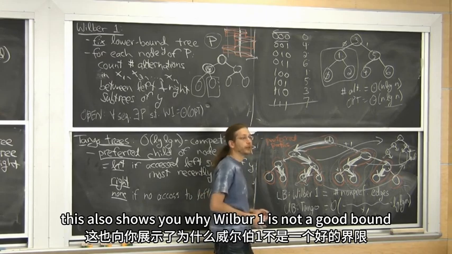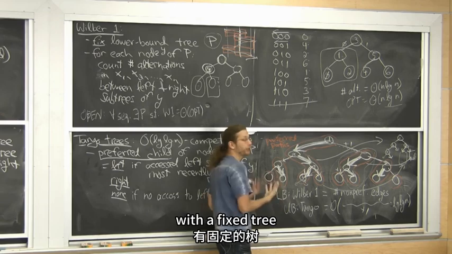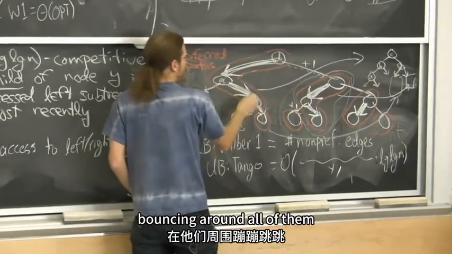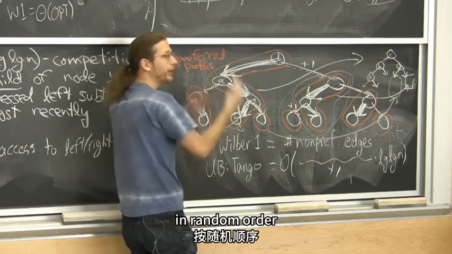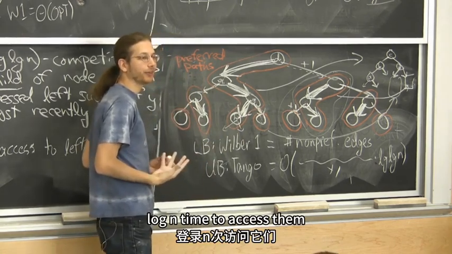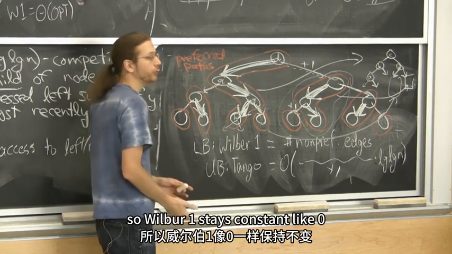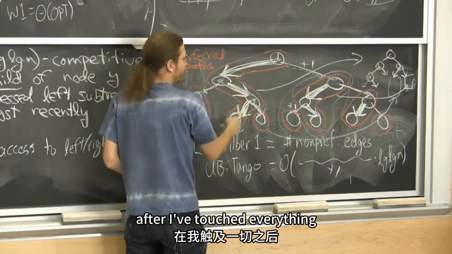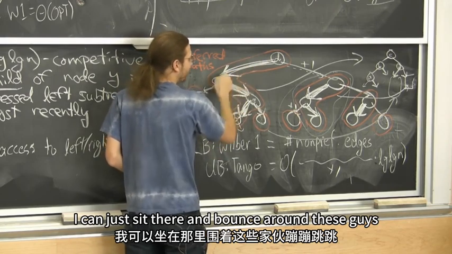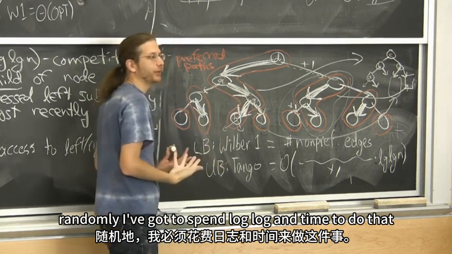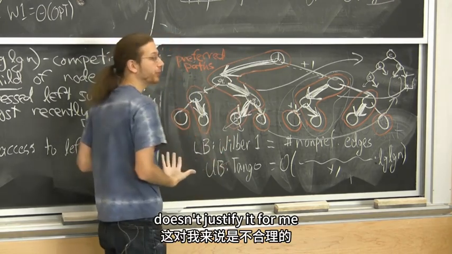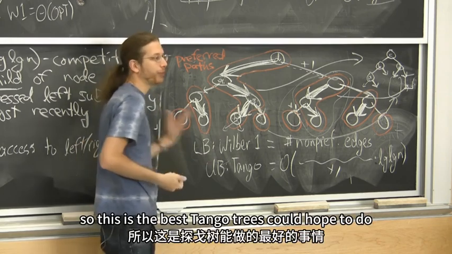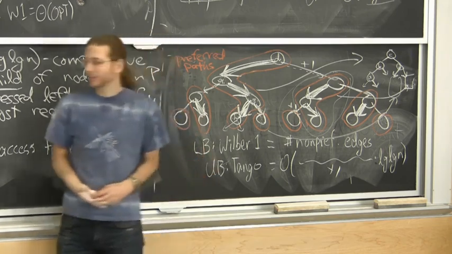This also shows you why Wilbur 1 is not a good bound with a fixed tree. Because here are log n nodes. I could just sit there all day bouncing around all of them in random order. I'm definitely going to need log n time to access them, but Wilbur 1 is not changing at all. So Wilbur 1 stays constant, like 0. And I had to warm it up, but after I've touched everything, I can just sit there and bounce around these guys randomly. I've got to spend log n time to do that, but Wilbur 1 doesn't justify it for me. Wilbur 2 will go up, but Wilbur 1 with this tree is kind of lame. So this is the best Tango trees could hope to do using Wilbur 1.